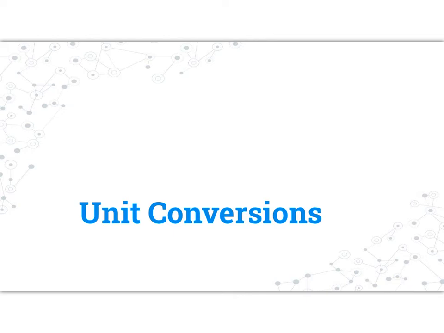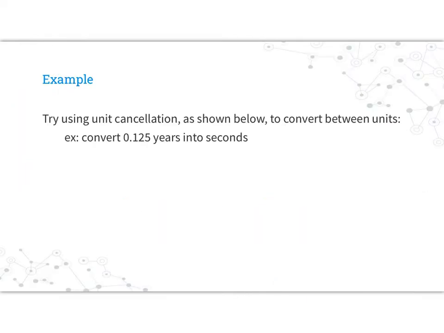Unit conversions. We're going to use unit cancellation to convert between units. Before we get started, let's take a look at just a couple little things from math. We know that 2 divided by 2 is 1. So we could say that the 2's have canceled.